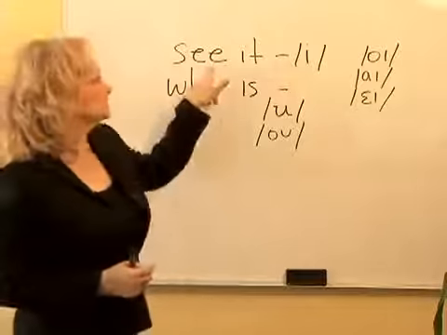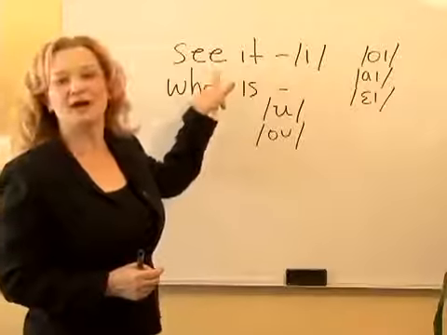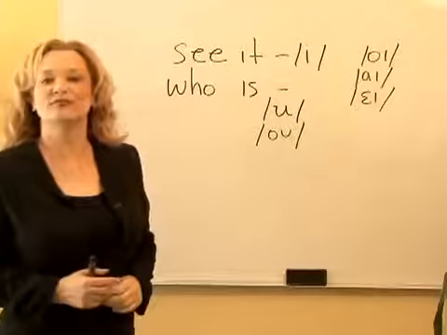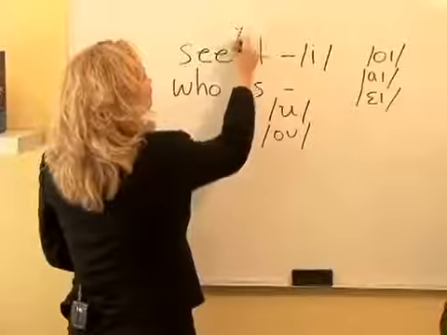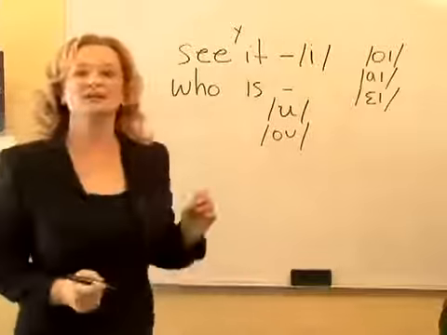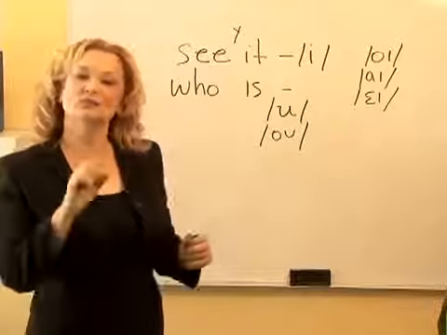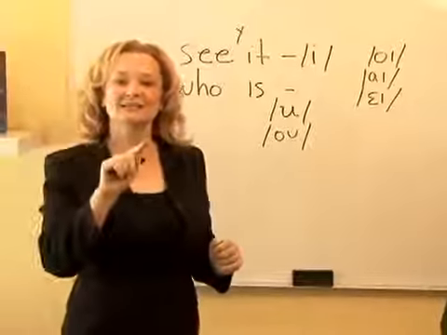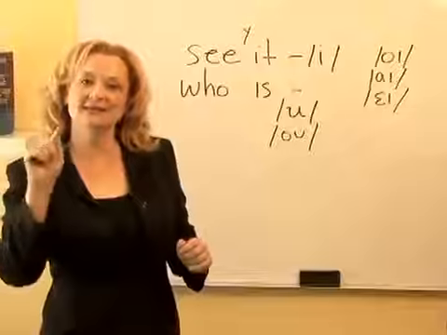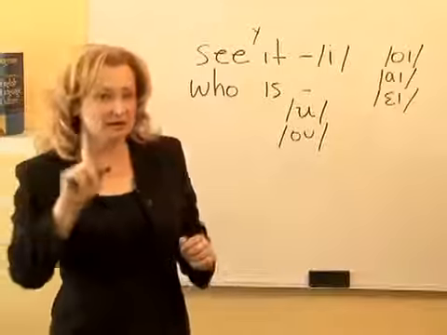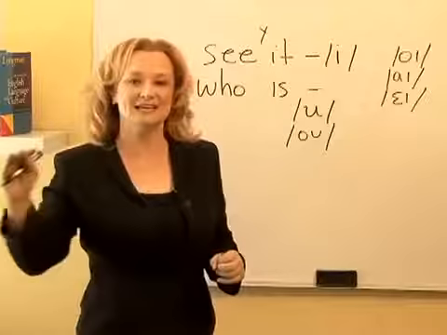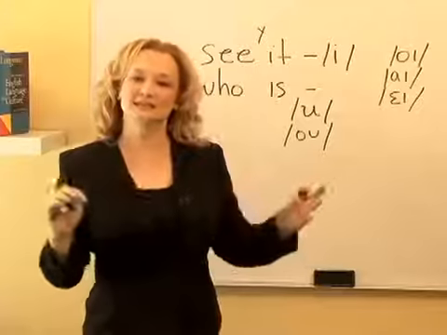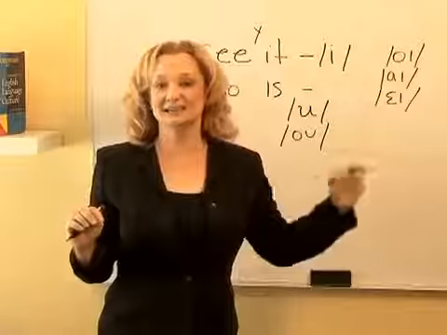Look at this: see it. Here's a vowel, E, and here's another vowel, it. In this case, we put a little Y sound. So we don't say "see it," we say "see-y-it." Don't make that Y too strong. Don't exaggerate it. Just a little: see it. I see it.